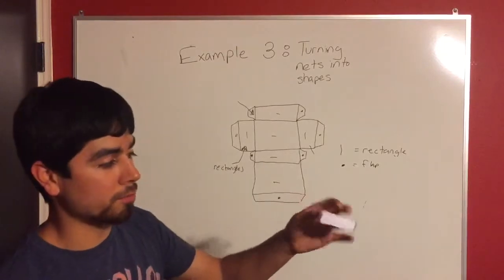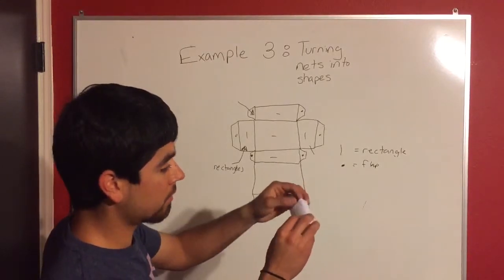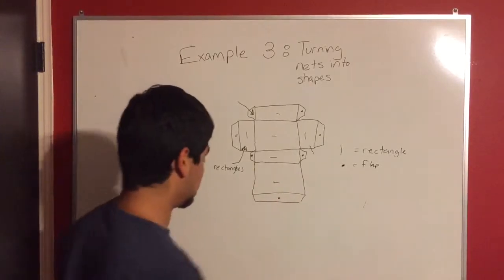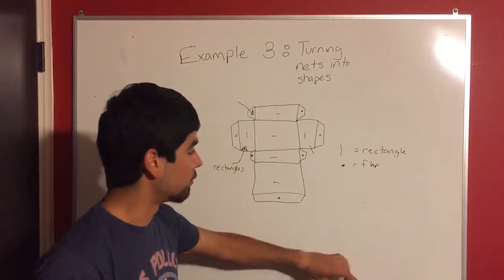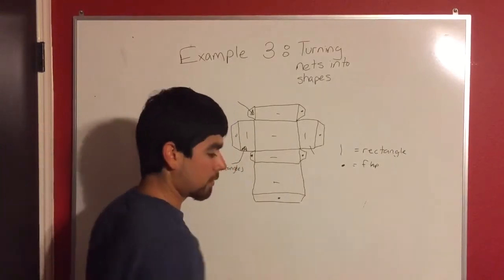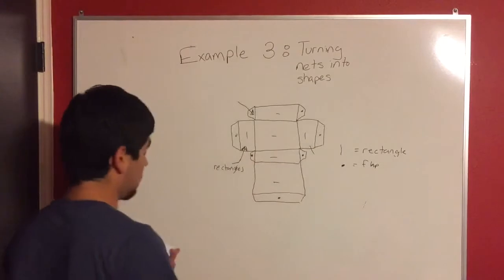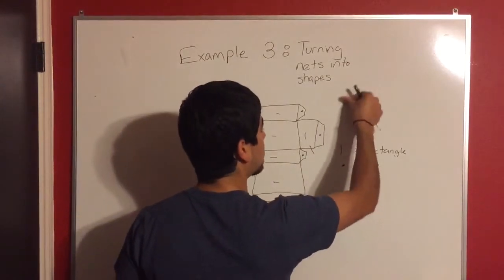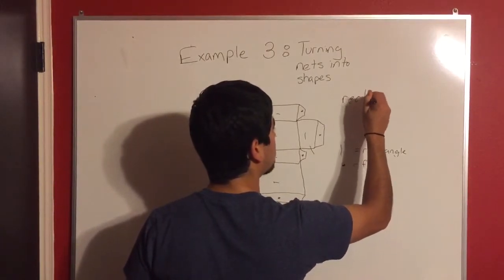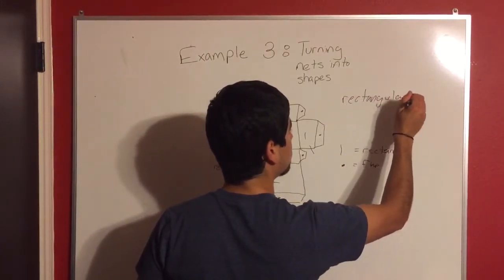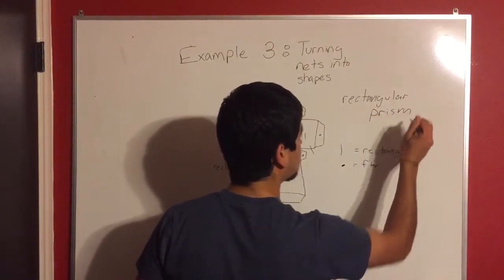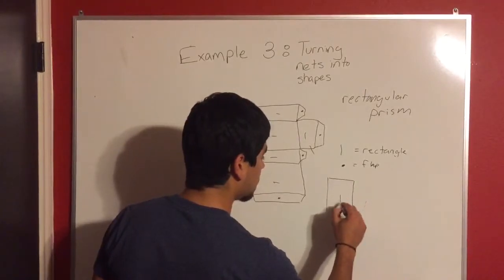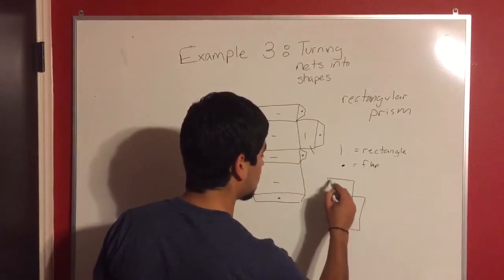You get a rectangular prism, or if you see it this way, it's a cereal box. You know, like Frosted Flakes, Fruit Loops. So that's your rectangular prism right here. So this net, my guess was a rectangular prism, and this is what I ended up getting, which is a rectangular prism.